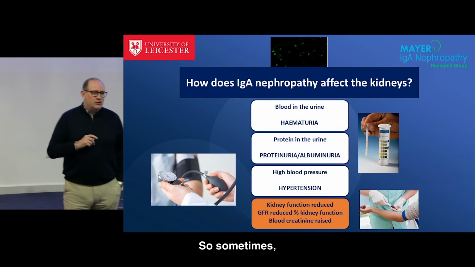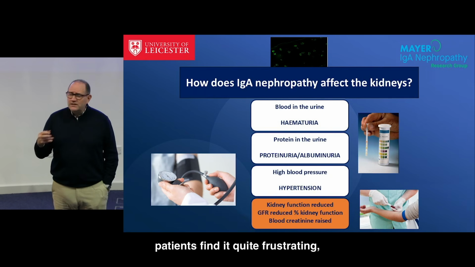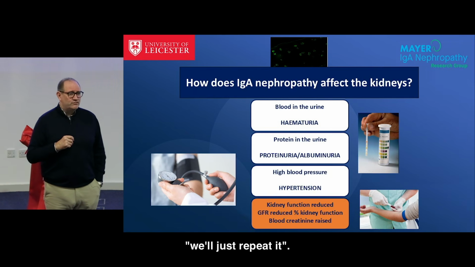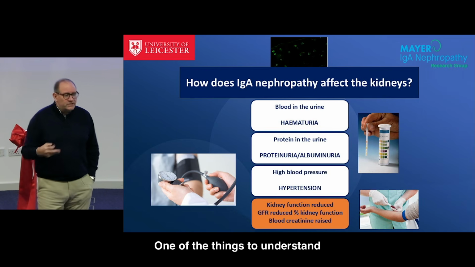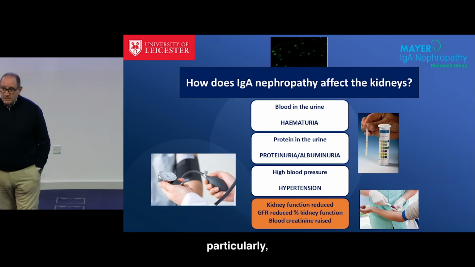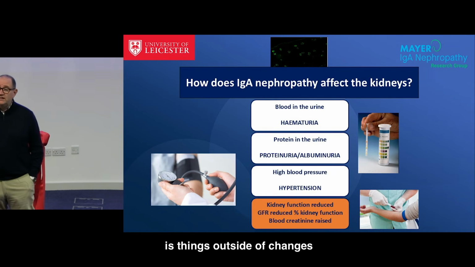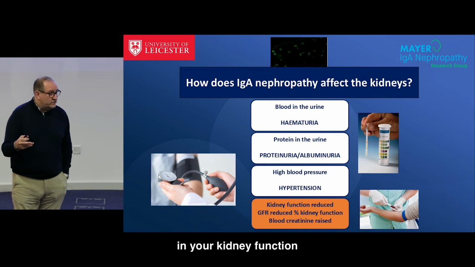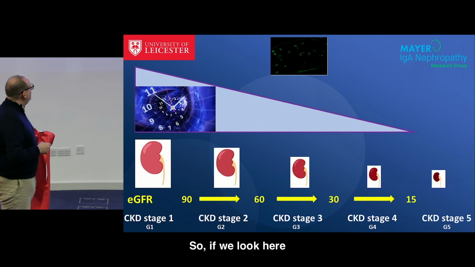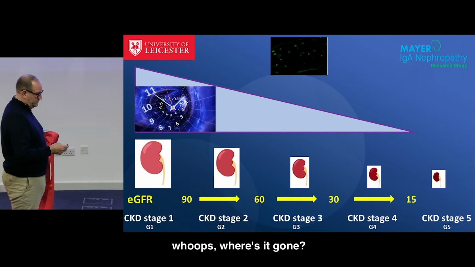Sometimes the patients find it quite frustrating when a test changes and the nephrologist says, don't worry about that, that's probably nothing, we'll just repeat it. One of the things to understand when you have your blood tests particularly and your urine tests is that things outside of changes in your kidney function can change the way your blood tests look. So if we look here, whoops, where's it gone?